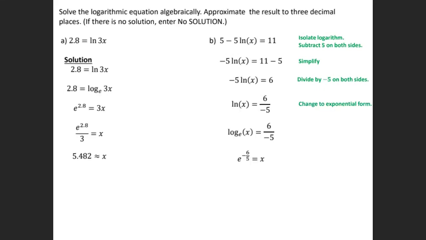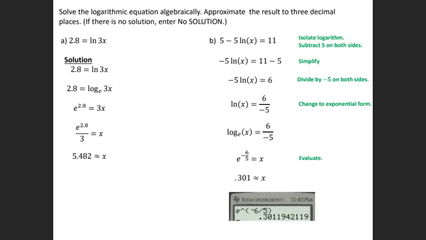Now we can change it to an exponent. So the base is e. My output is 6 over -5, e to the 6 over -5 equals x. Again, use my calculator, and I'm going to get 0.301.